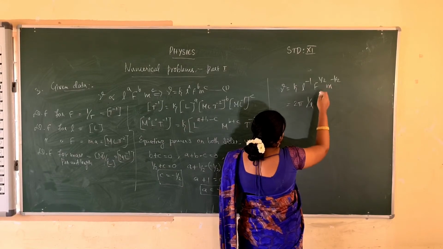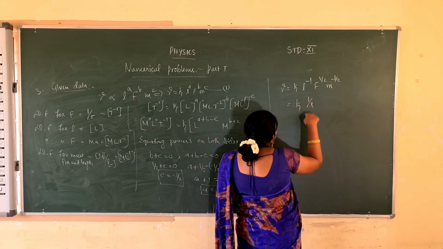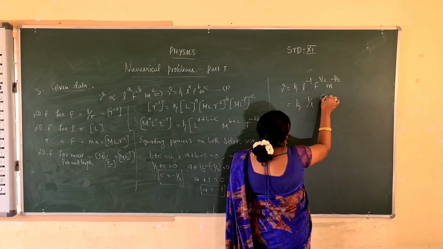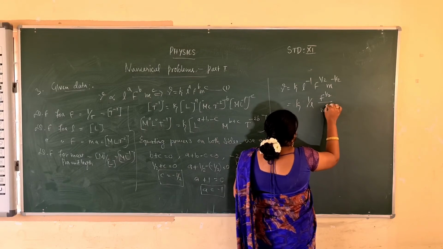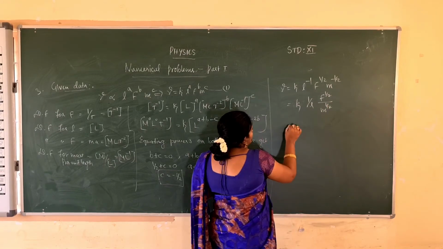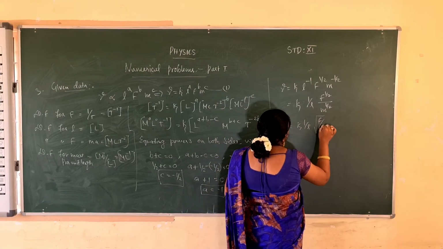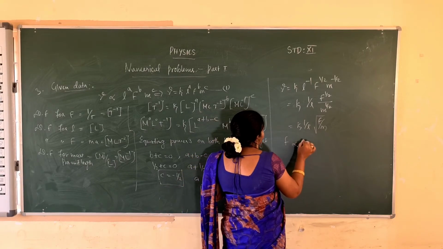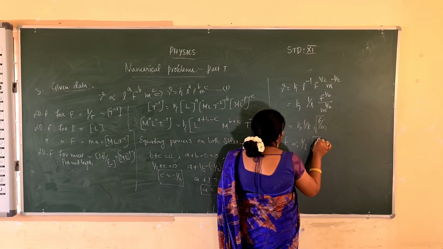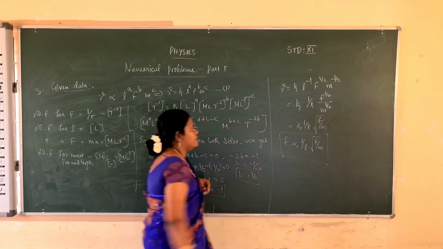Then F is just denoted as K into 1 by L, F power 1 by 2, M power minus 1 by 2. So K into 1 by L into root of F by M. So K will be cancelled out as a proportionality constant. So F proportional to 1 by L square root of F by M. This is the final derivation.